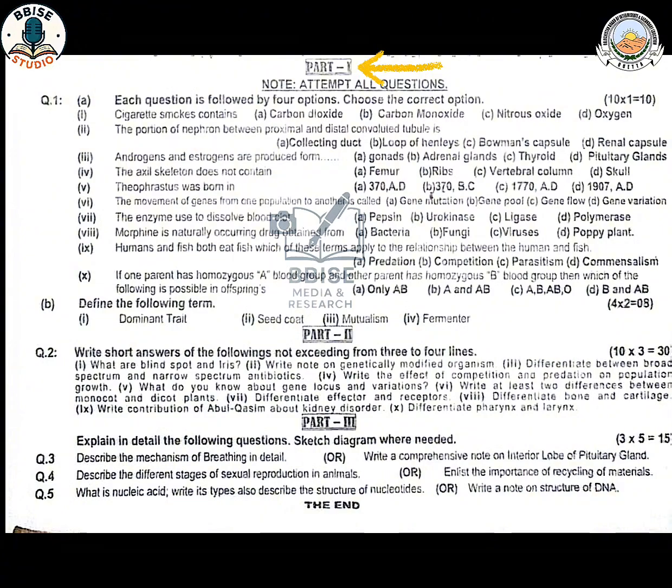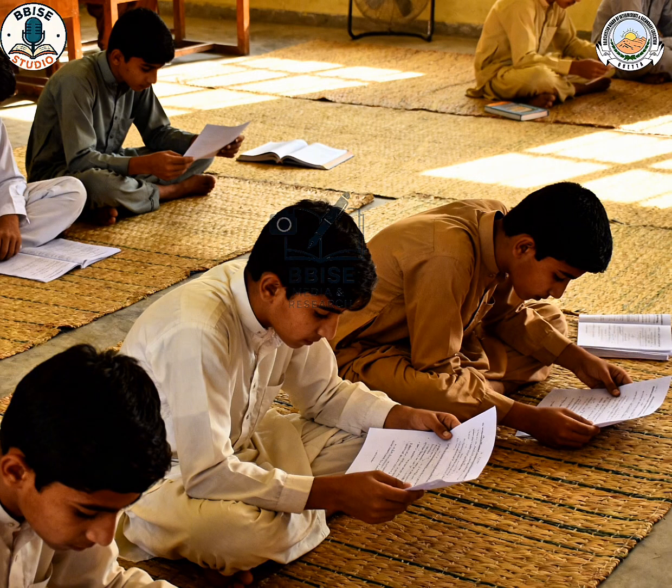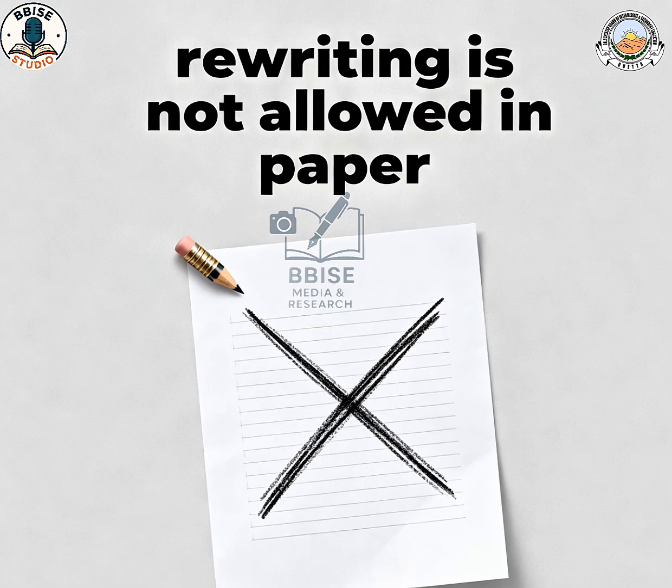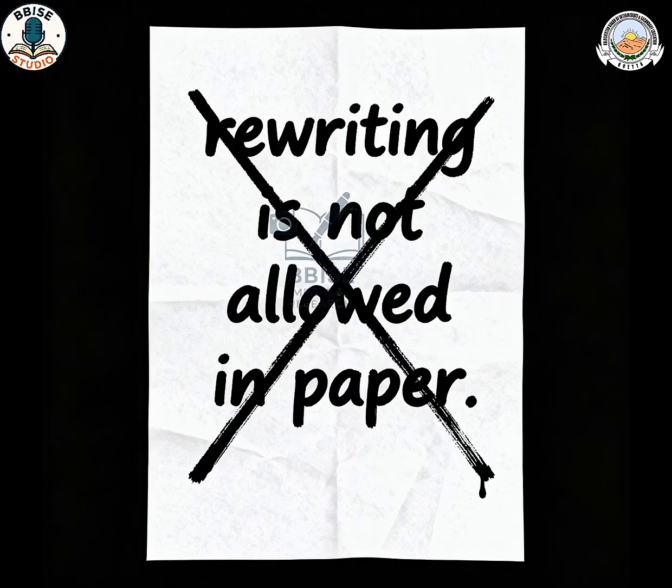Part 1 is related to MCQs and it is an extremely important section with solid marks. We need to be cautious in it, and the first precaution is that we must read it carefully and tick the correct option. If we cross out or erase and rewrite it, we will not get the marks.